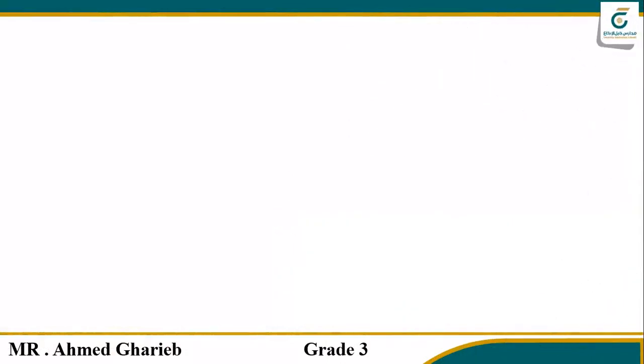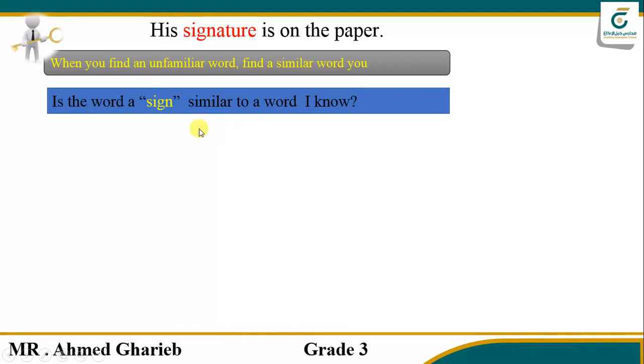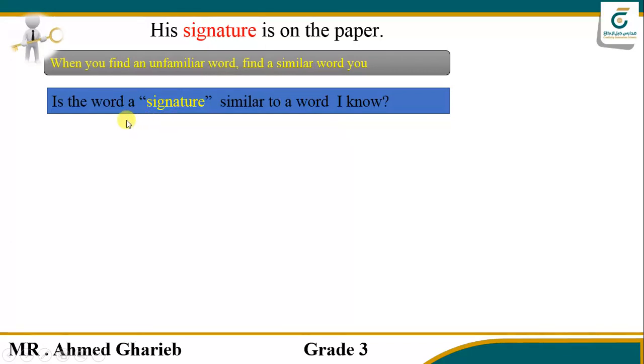Alright, now read the sentence. His signature is on the paper. So I don't know the meaning of the word signature. The first clue is, when we find an unfamiliar word, we search for a similar word. Is there a word similar to the word signature? Is the word signature similar to a word that I already know?